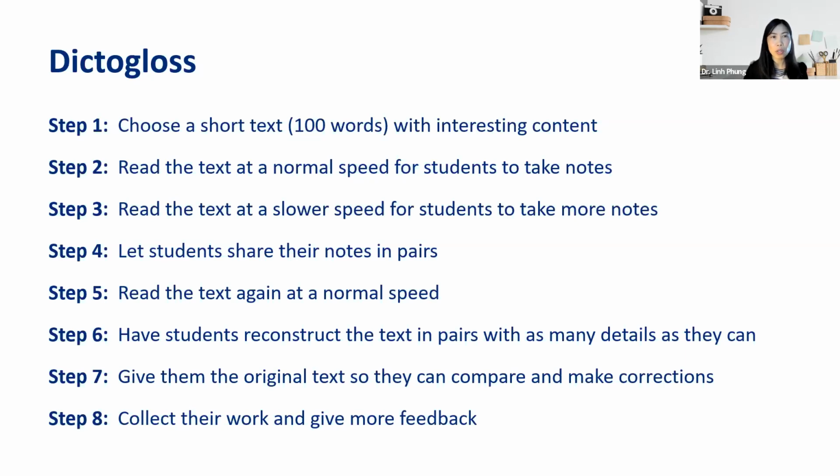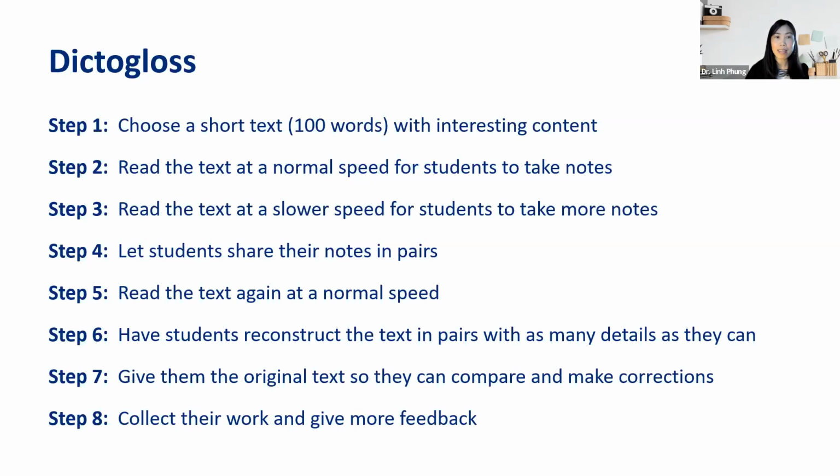The first step is to choose a short text of about maybe 100 to 150 words with interesting content. I think it is important to have interesting and relevant content. You can do this by taking a passage from your textbook or from any source, or you can write it yourself. Step 2, read the text at a normal speed for students to take notes. Step 3, read the text at a slower speed for students to take more notes. Step 4, let students share their notes in pairs.